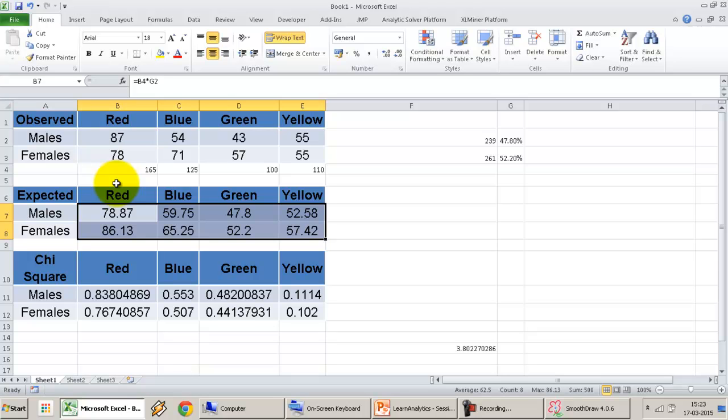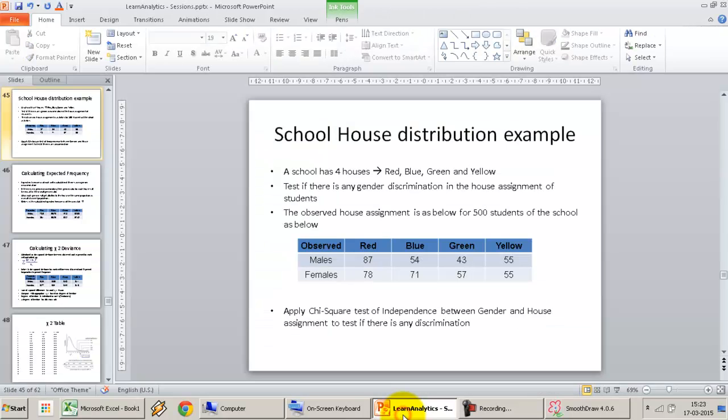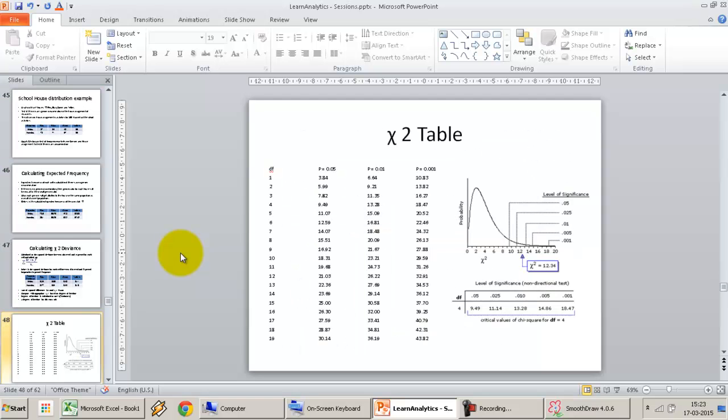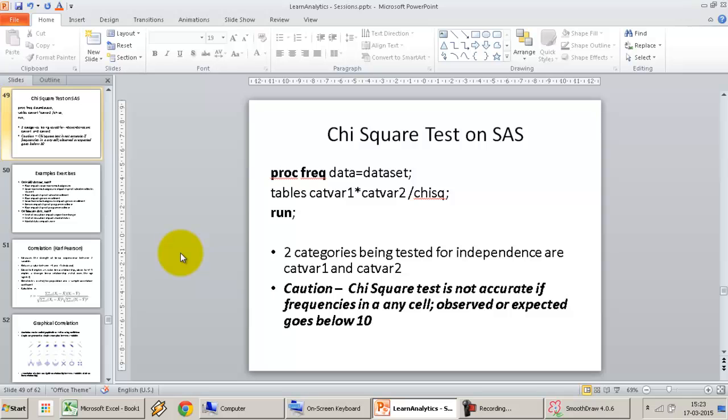So looking at this, at a 5% level, there is no gender discrimination, and this is the power of the chi-square test over here. We can actually compare the distributions across two nominal variables in a crosstab and figure out whether two variables are independent of each other or not. And this was an example of a chi-square test, and I'm going to show you how to do a chi-square test on SAS. The procedure is simple.